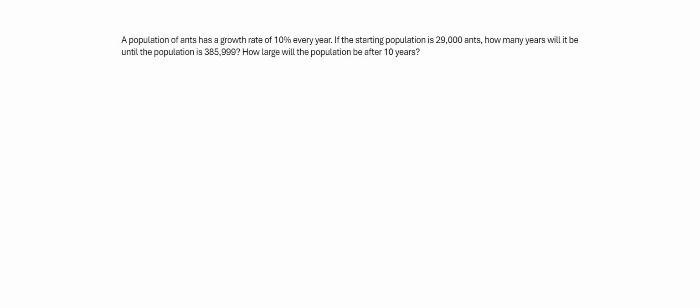Let's get started. So a population of ants has a growth rate of 10% every year. If the starting population is 29,000 ants, how many years will it be until the population is 385,999? How large will the population be after 10 years?